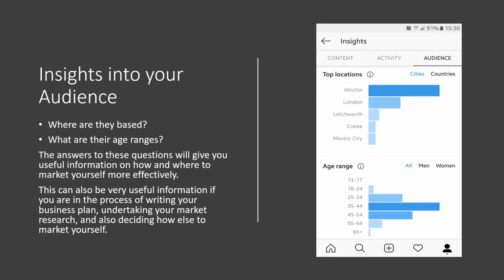So take a look at the picture on the right. This will show you what you will find in Audience, where your followers are based and what their age ranges are. The answers to these questions will give you useful information on how and where to market yourself more effectively. This can also be really useful information if you are in the process of writing your business plan, undertaking your market research, and also deciding how else to market yourself.